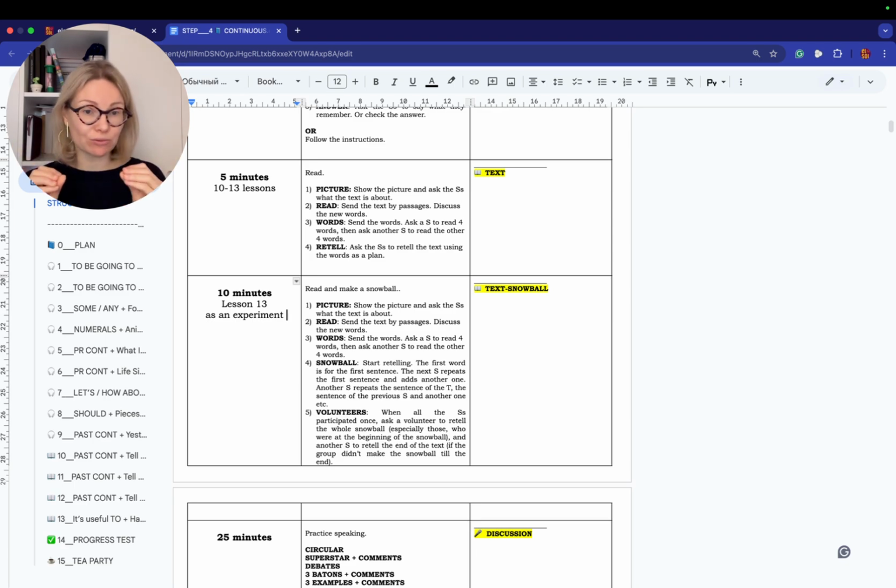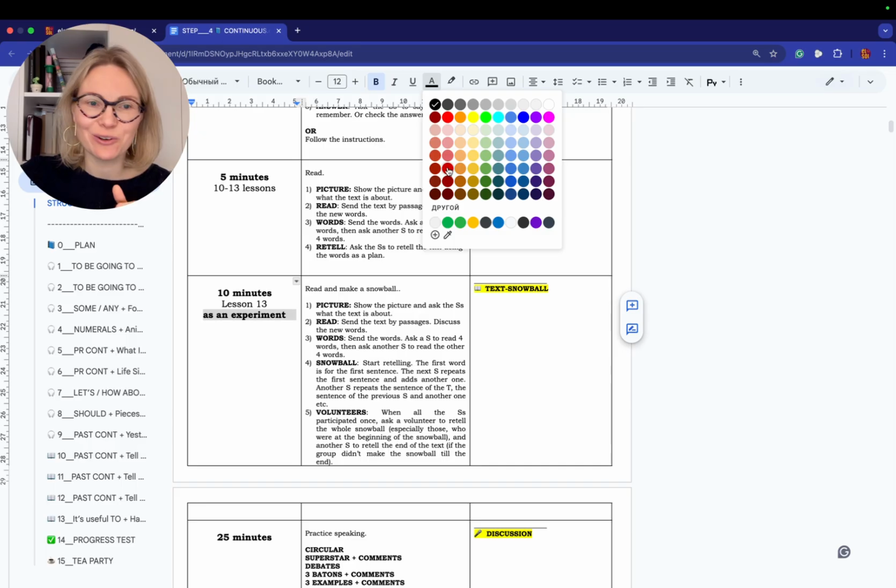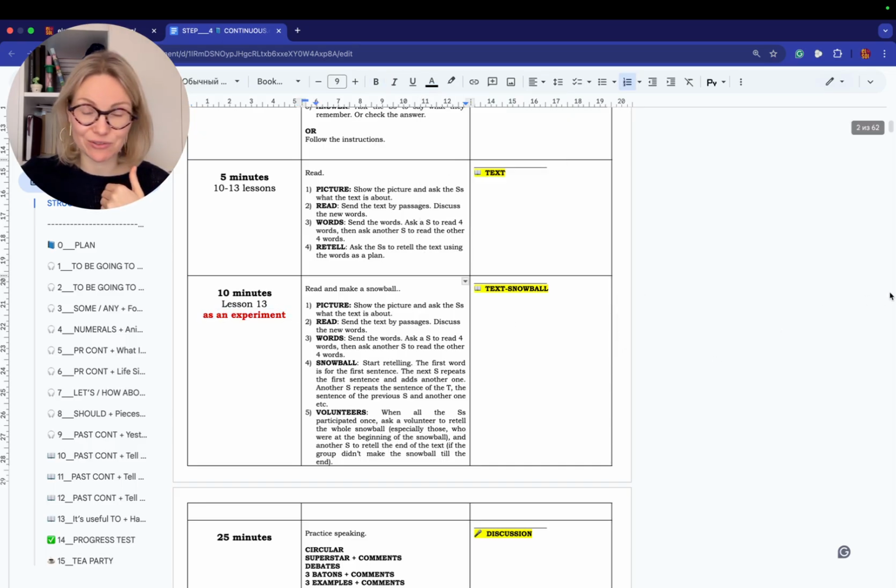And after that, when retelling, you say your sentence, another student repeats your sentence and adds their sentence. After that, student number 2 repeats yours, like sentence number 1, number 2, number 3. And this is how we build the snowball. It's very experimental, so it's up to you to decide. As an experiment, you can try. Okay, I will do it like that. It's really very interesting.